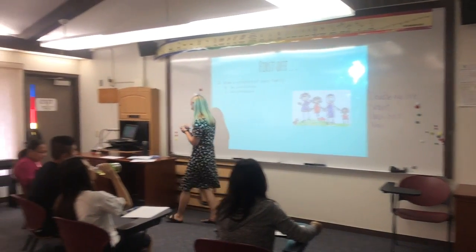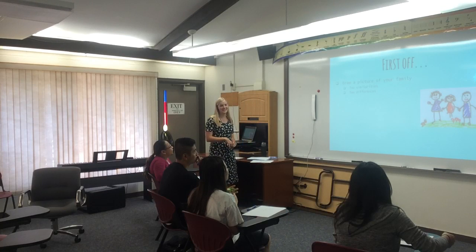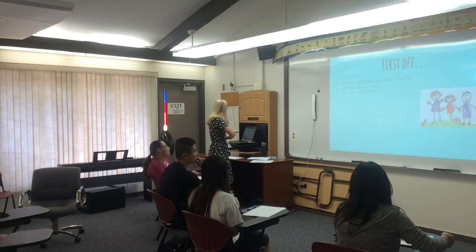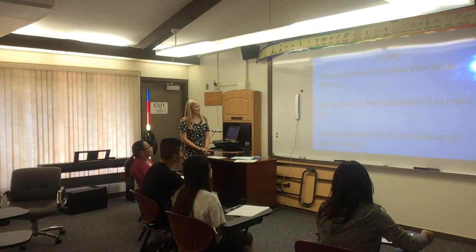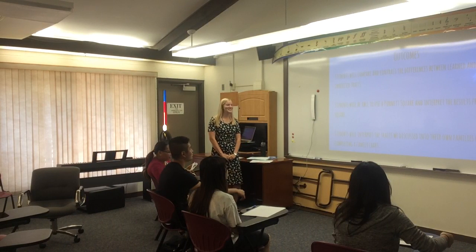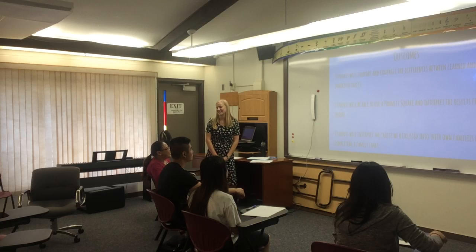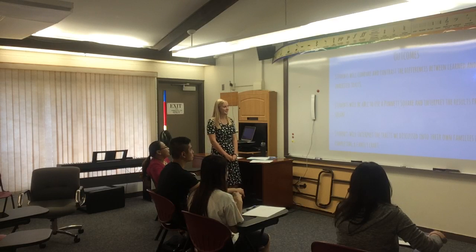So, who can guess what we're going to talk about today? We're going to talk about genetics. So, these are the three outcomes for today. Does someone want to read the first one? Students will compare and contrast the differences between learned and inherited traits. The second one? Students will be able to use a Punnett square and interpret the results from the square.